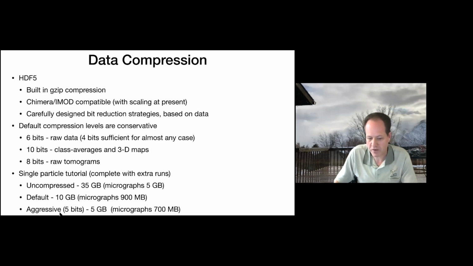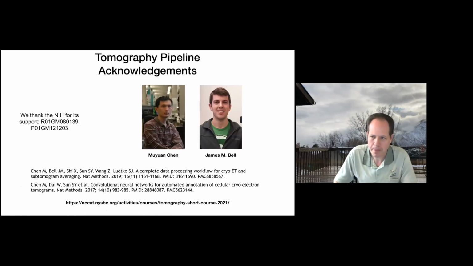And if you get a little more aggressive and use 5 bits throughout, which, as you saw in my earlier example, would be perfectly safe for pretty much anything you'd want to do, then it goes down to 5 gigabytes, so 7-fold compression. So this is really convenient. You get this benefit automatically through the system at the default level. So basically everything will be smaller and take less disk space.